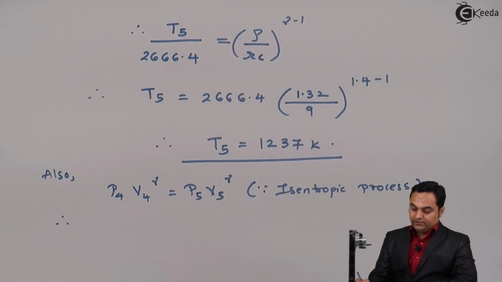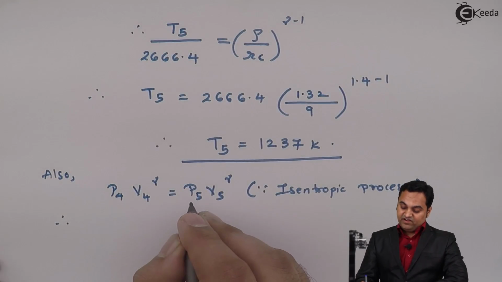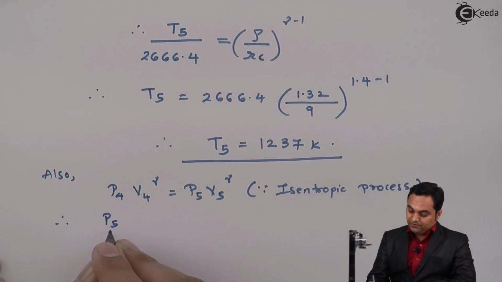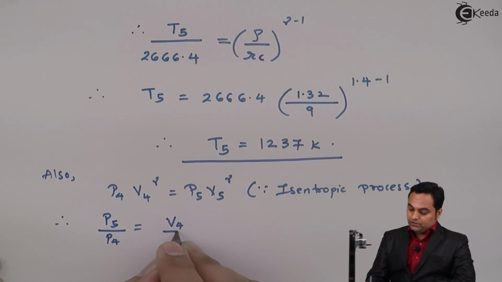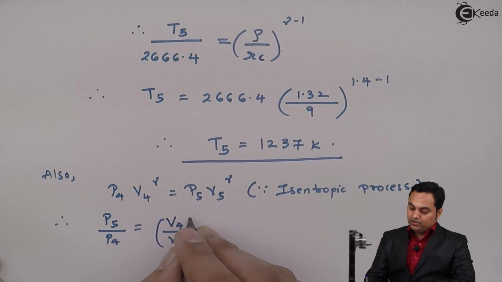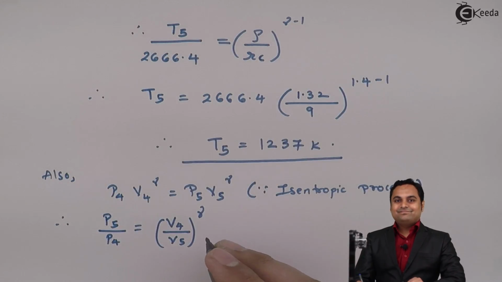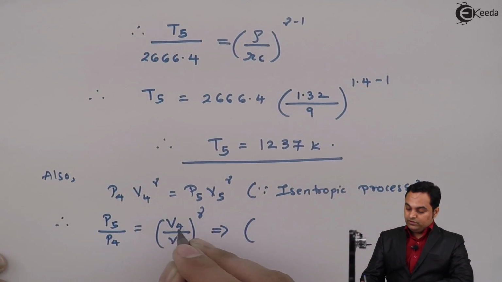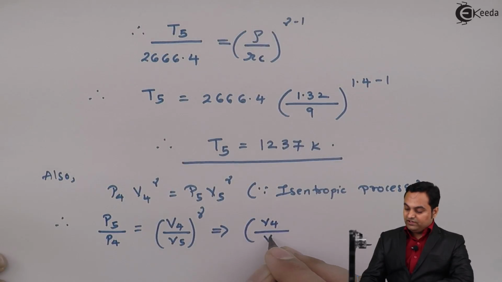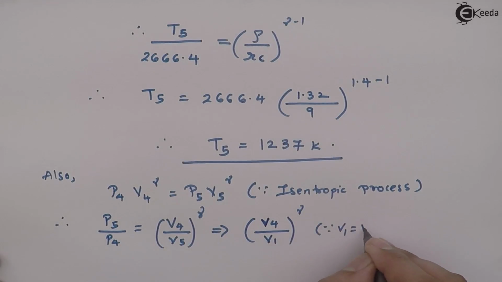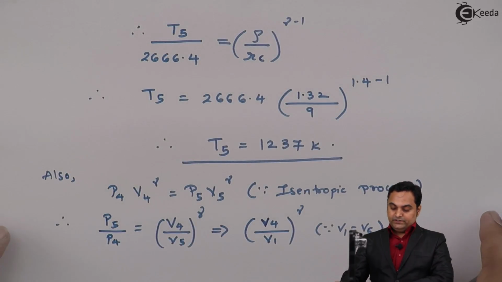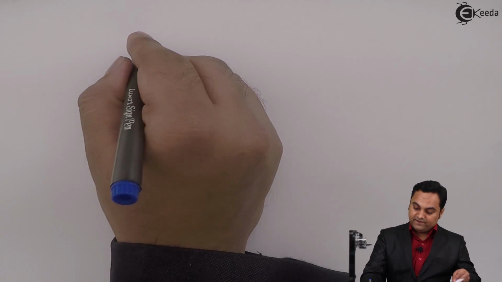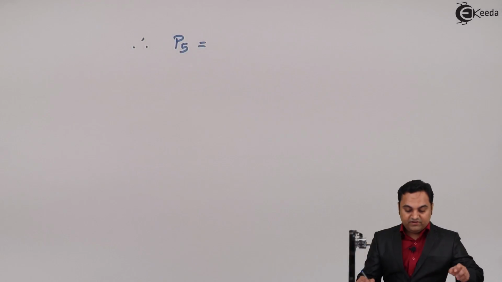Now therefore we want P5, so I'll keep it on one side. So P5 upon P4, pressures would be on one side. Next V4 upon V5, I can take gamma as the common power, then it is equal to V4 as it is, and instead of V5 I'll write V1 raised to gamma, since V1 is equal to V5, the volume is constant. Now P5 is what we have to calculate, so P5 will be on one side.